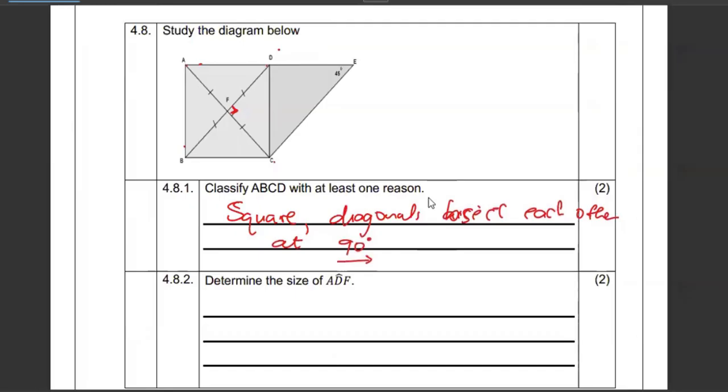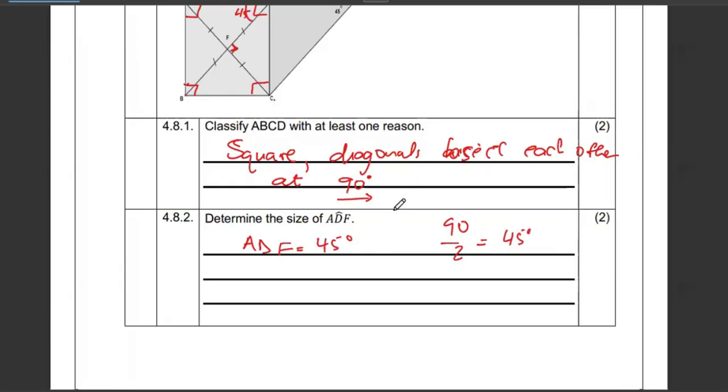Then determine the size of ADF. Remember with the square, that's a 90, that's a 90, that's a 90. But then if you have a diagonal, then this angle here is going to be a 45. So it's saying that ADF is 45 degrees. Or you can say 90 divided by 2, which becomes a 45. And then that is it.